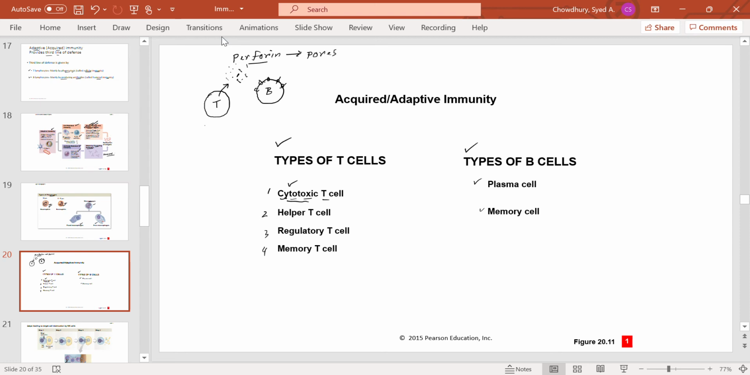So many pores will be formed, and then what will happen? This cytotoxic T cell now secretes an enzyme that is called granzyme. Okay, and those granzyme molecules, protein molecules, will enter through those pores or holes into the abnormal cell or bacterial cell, and will stop cellular functions or metabolism.